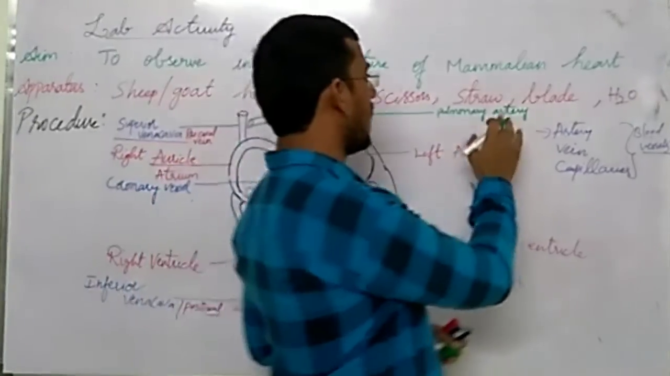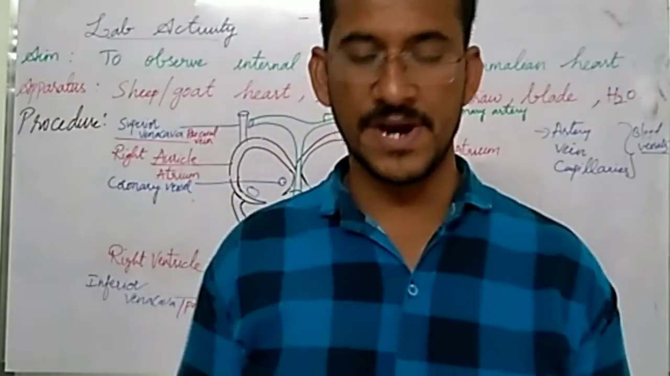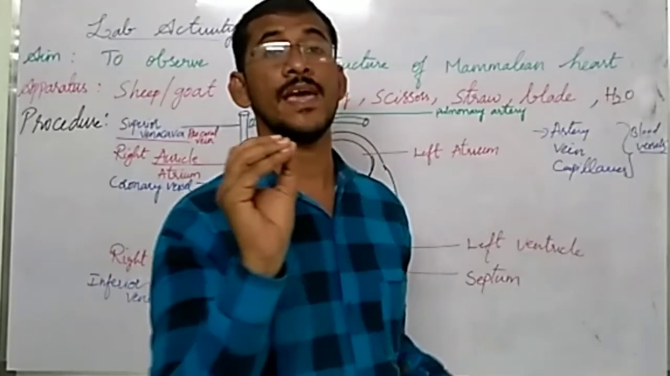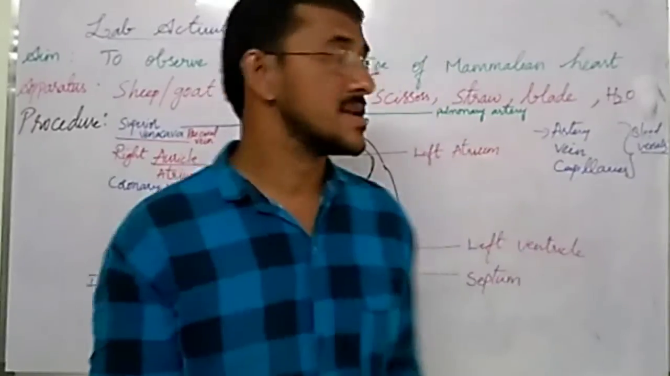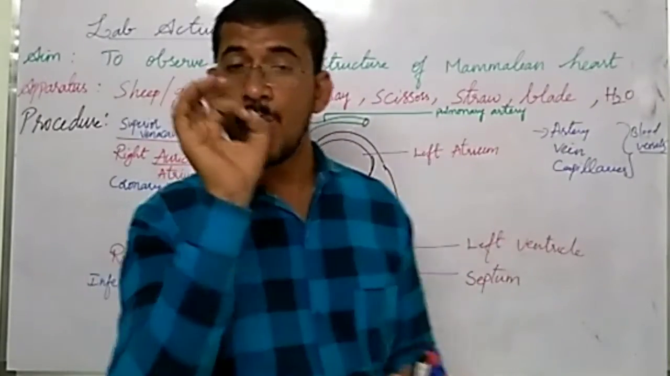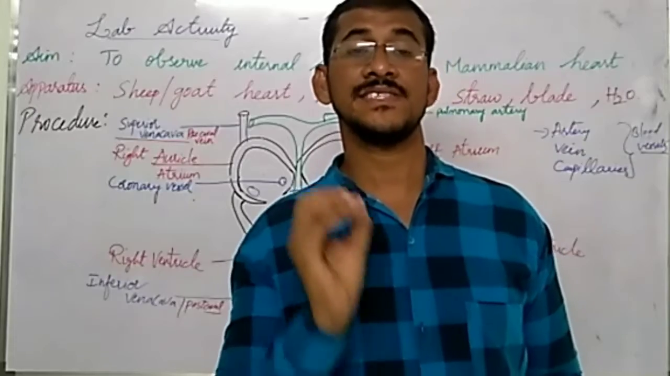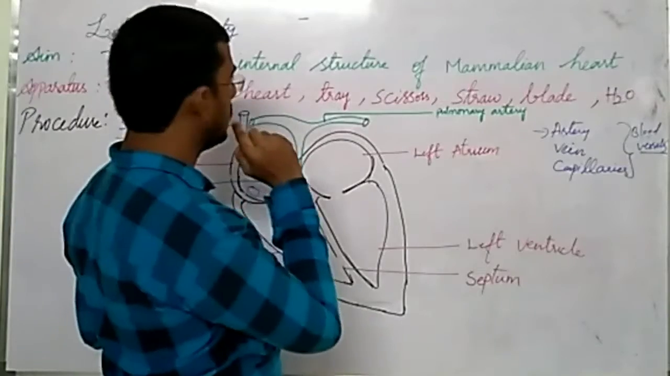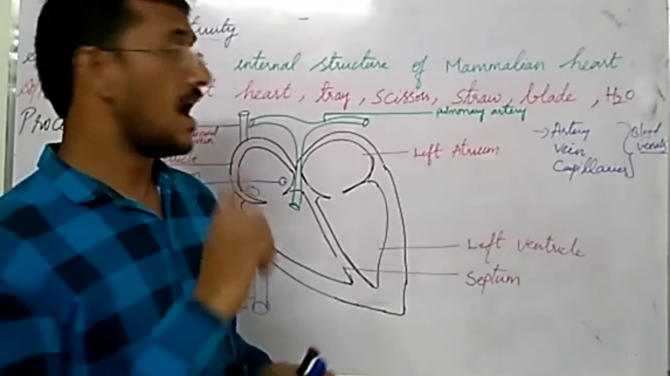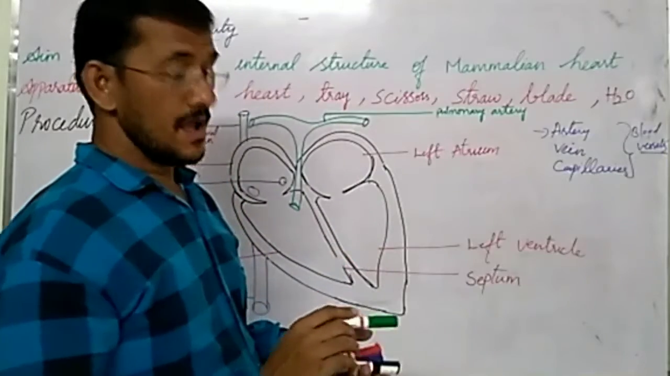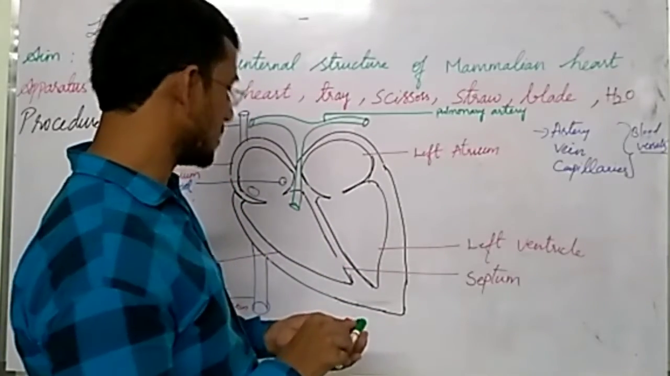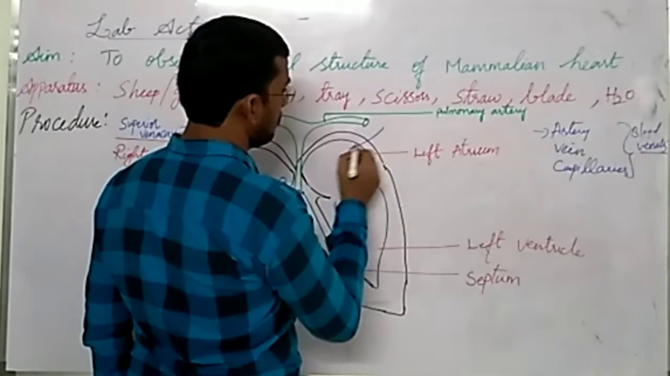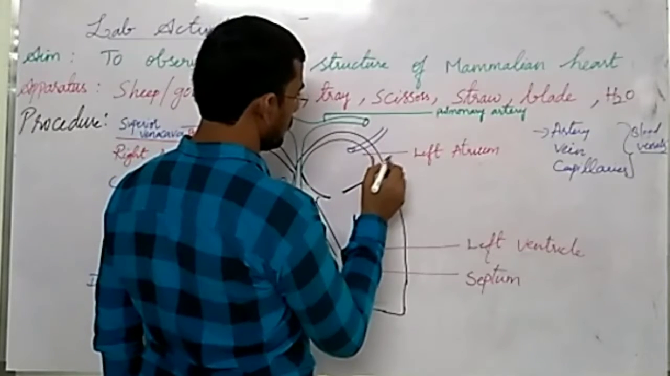This is the only artery which carries deoxygenated blood, because I already told you arteries do not carry deoxygenated blood, they carry only oxygenated blood. But pulmonary artery is the only artery which carries deoxygenated blood from right ventricle to lungs. So in the lungs, blood is purified. After that, from the lungs, pulmonary vein is going to come.